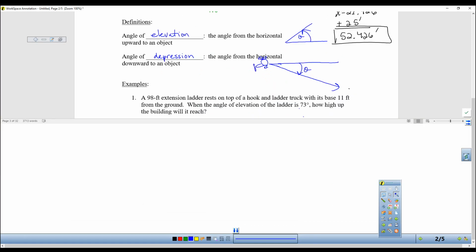So we have, in this case, a problem with an angle of elevation. A 98-foot extension ladder rests on top of a hook and ladder truck with its base 11 feet from the ground. When the angle of elevation is 73 degrees, how high up the building will it reach?